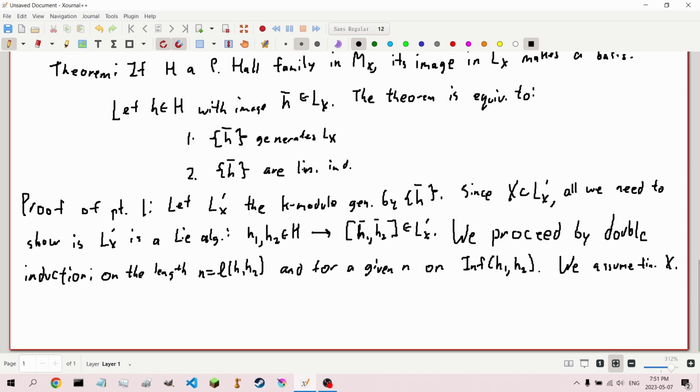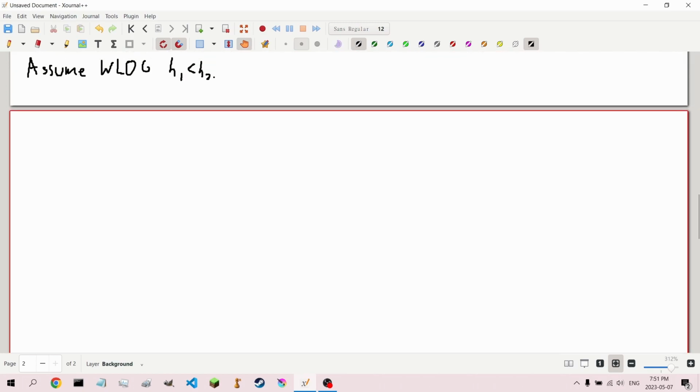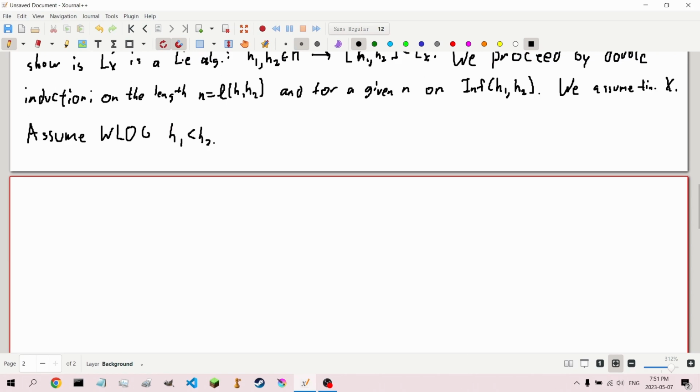Okay, and assume, finally, one last setup bit, assume without loss of generality h1 is less than h2, because the Lie bracket is antisymmetric, so we can just swap their order, and if it's the same element going in both ways, it's just 0. So by alternativity takes care of everything except for this space, h1 less than h2.